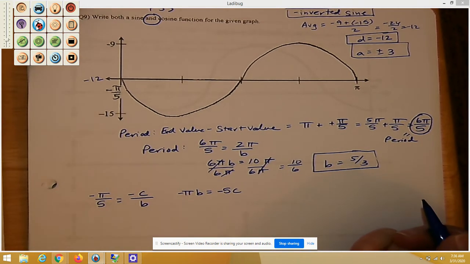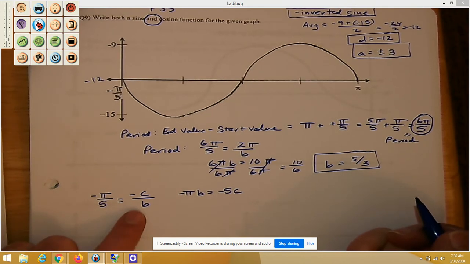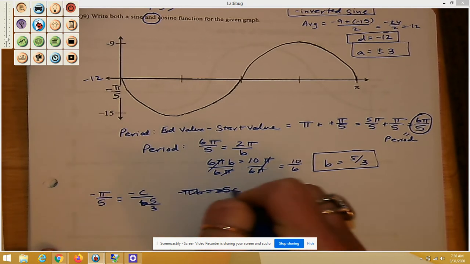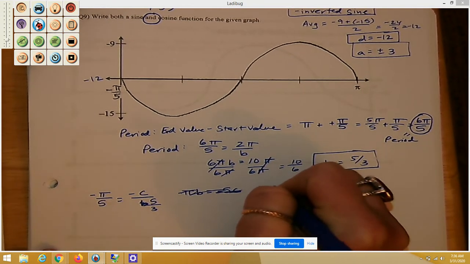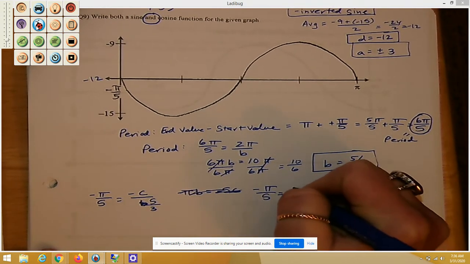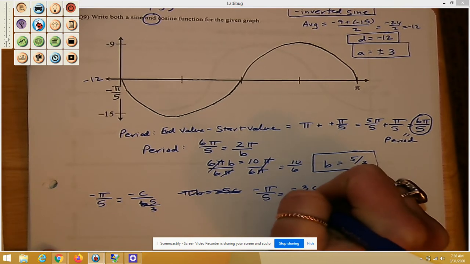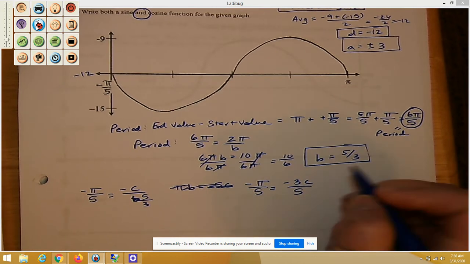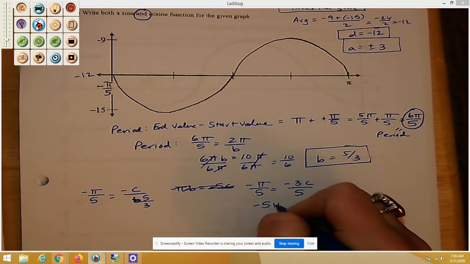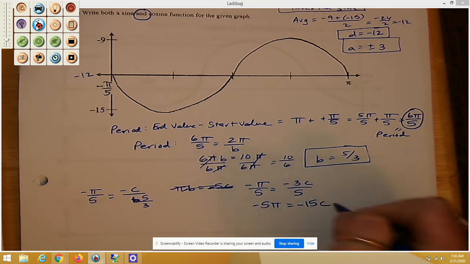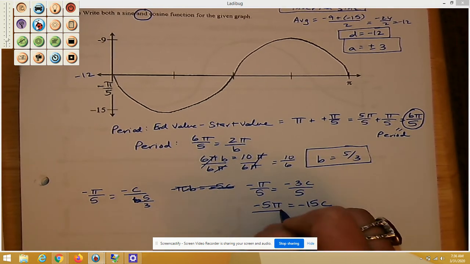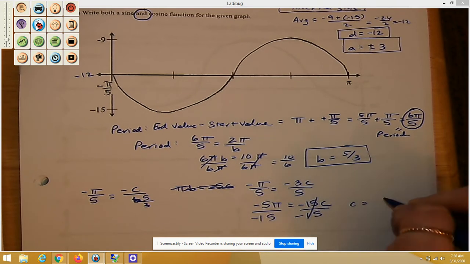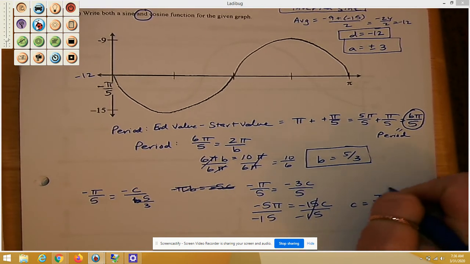And we knew that this was 5/3, so I'm going to actually go back a step and make that 5/3. Sorry, so let's fix that. So I have -pi/5 equals -3c/5. I knew something was wrong because I shouldn't have 2 variables. Now I'm going to cross multiply, and I get -5pi equals -15c. So then I'm going to divide each side by -15. And those all cancel, and then c will equal pi/3.